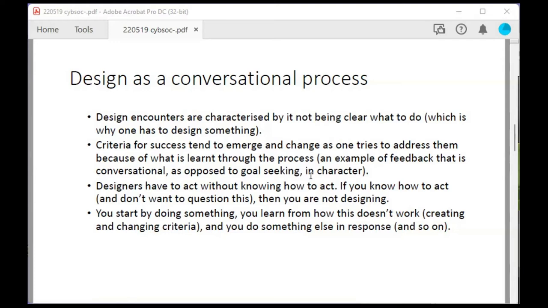That kind of optimizing or targeting feedback, this conversational feedback is the important thing, which is where essentially the thing you're trying to achieve is changed by trying to achieve it. This is the richer conversational sense. So what you do is you start by doing something, even though you don't know what to do. You then learn from how what you have done doesn't work, and you do something else. This produces the changing criteria, right? This produces learning in what you're trying to do. And you can think of that as a kind of turning around. So conversare, to turn around, to move from one mode to another.